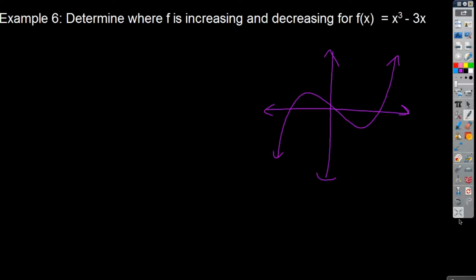So let's do the calculus to find where it's increasing and decreasing, rather than just guessing or using the calculator to tell us min and max. So again, I want to find when the slope is either positive or negative. So let's find the derivative of f of x equals x cubed minus 3x. The derivative is going to be f prime of x equals 3x squared minus 3. So I want to find when that is positive or when that's negative.